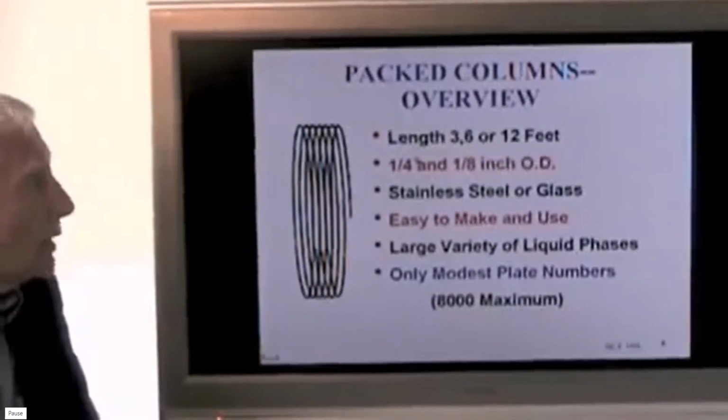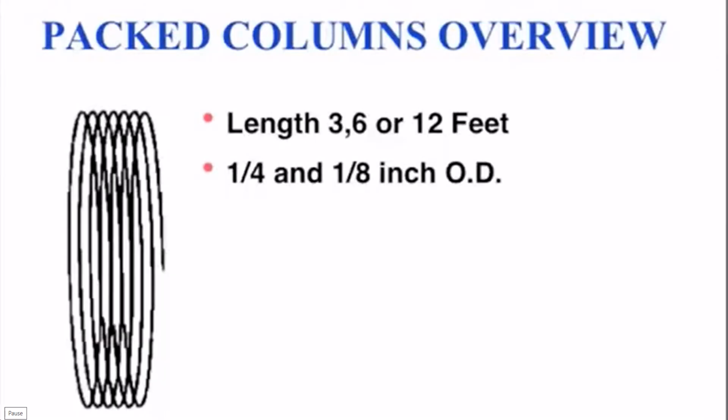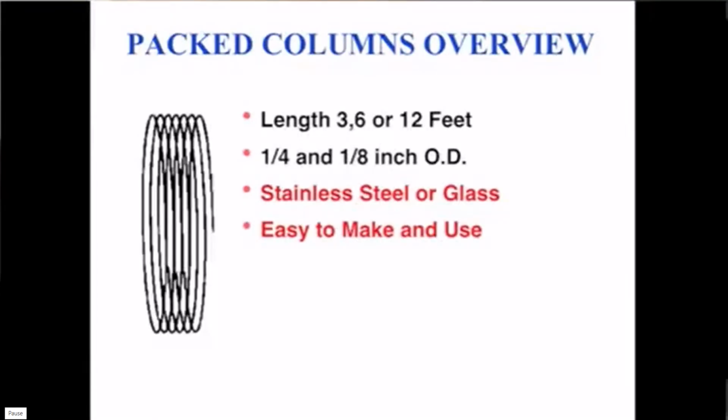Packed columns are typically lengths of 3, 6, or 12 feet. Longer lengths are difficult due to the higher pressures required. The outside diameters are typically 1/4 or 1/8 inch, simply for convenience of the gas-tight, high-temperature fittings used. They are made of stainless steel or glass, easy to make or use.